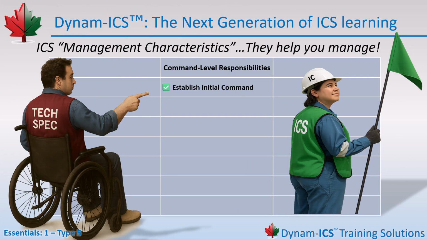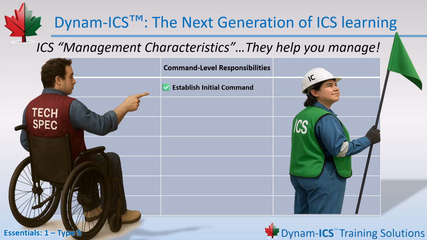Moving into command level responsibilities, let's talk about what it really means to be in charge. These characteristics focus on the responsibilities of the person or people leading the incident. They're the decision makers, setting direction, establishing priorities, and maintaining control as things evolve. This falls right under step 2 of the action cycle, recognition. It's the moment where someone realizes, okay, this is happening, and I need to take charge.